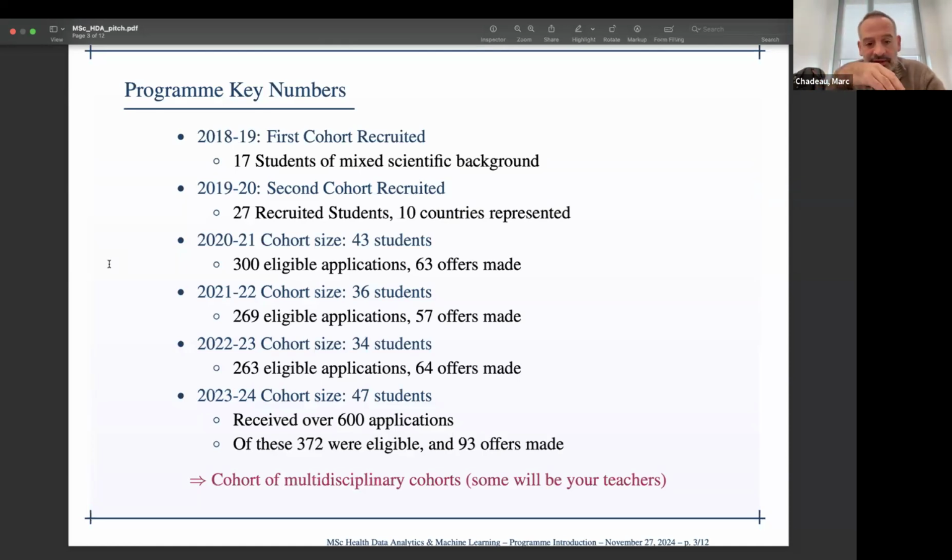So across the years, we've been extremely successful in recruiting the multidisciplinary cohorts we were aspiring for, which is also a source of pride for us. We have been able to keep our community alive within the department, because quite a few of the teachers in the course now are former students of the program.